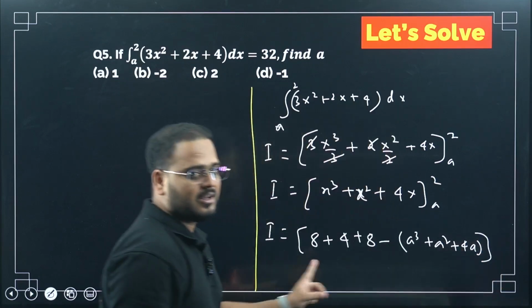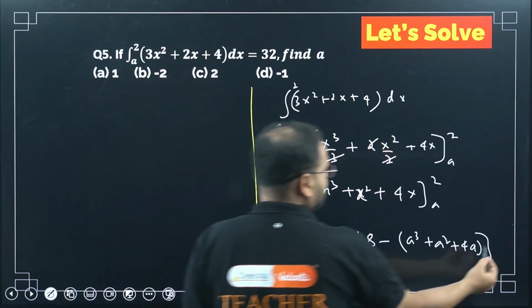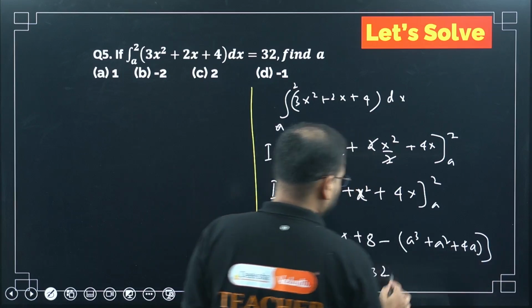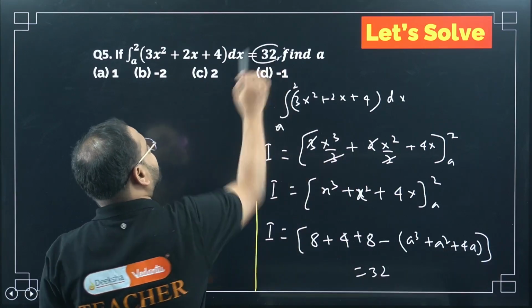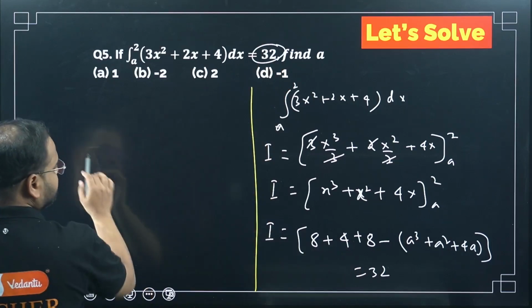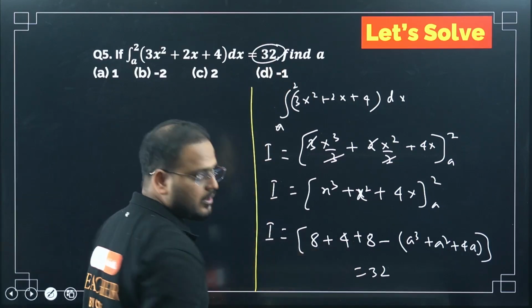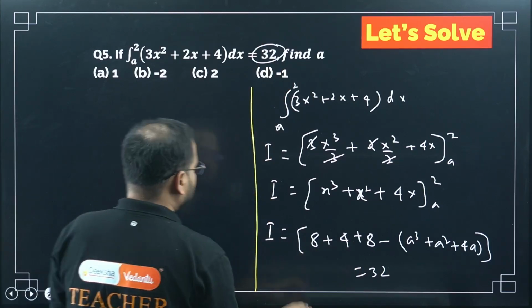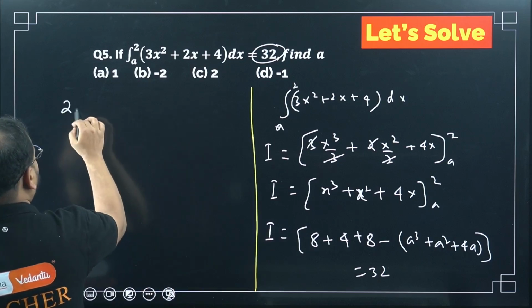This is my integration. They have given this equal to 32. Okay, now do one thing. Take this whole thing equal to 32. I get what? 8 plus 4 is 12, plus 8 is 20. So simply I have 20.